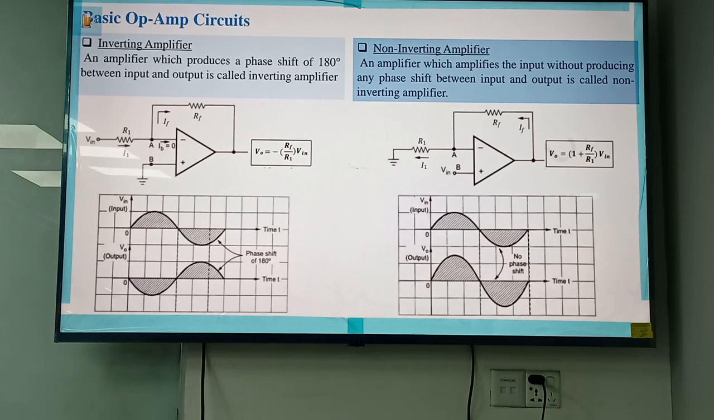The rest of the part that we discussed: voltage amplifier, voltage follower, then the three-input adder or summing amplifier, integrator, differentiator, subtractor, comparator. Those are the applications of op-amp, and these are the basic op-amp circuits. Those are also circuits, but those are the applications that we use in our daily life as per our requirement.